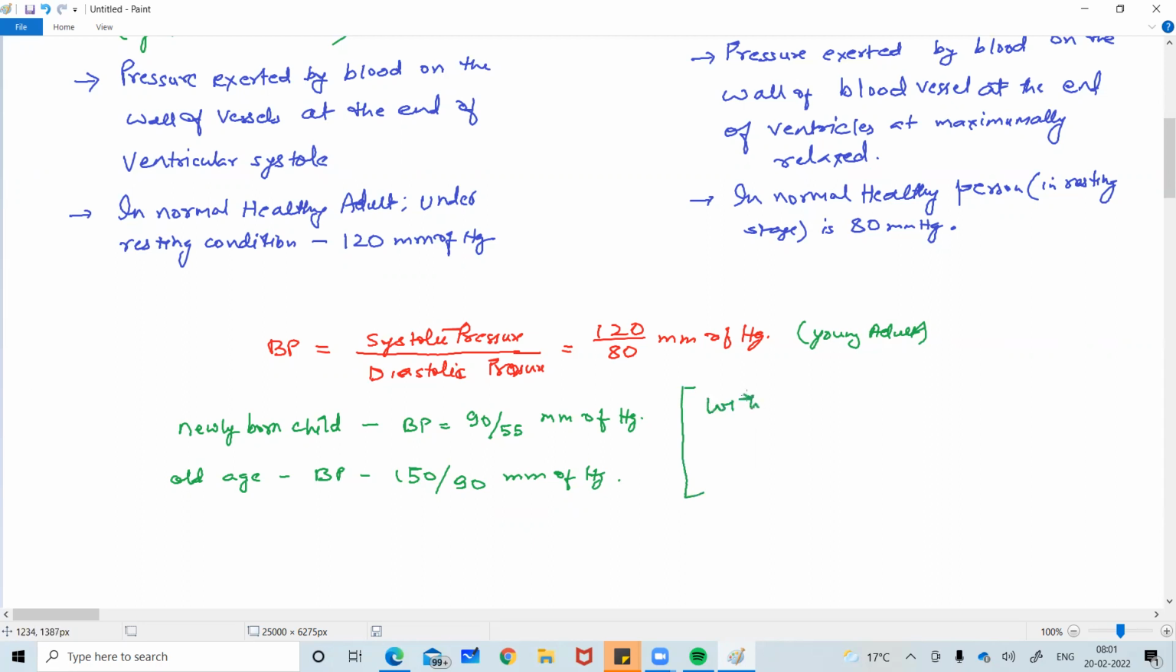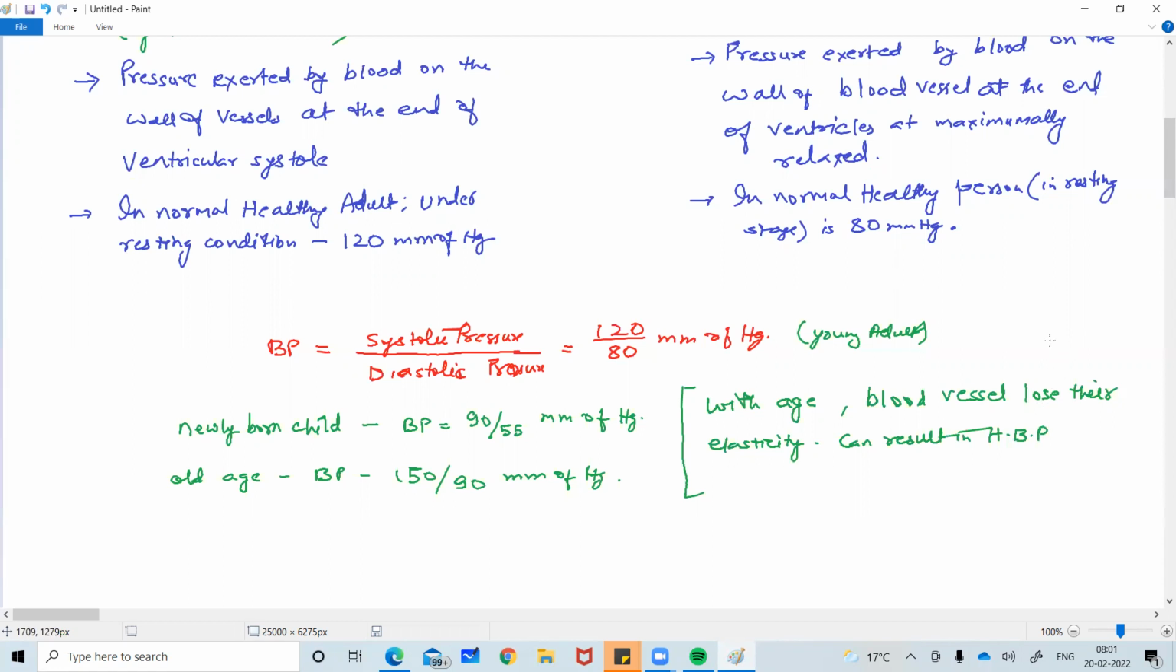So you can say here that with age, blood vessels lose their elasticity, which can result in high blood pressure. That's why some people have high blood pressure.